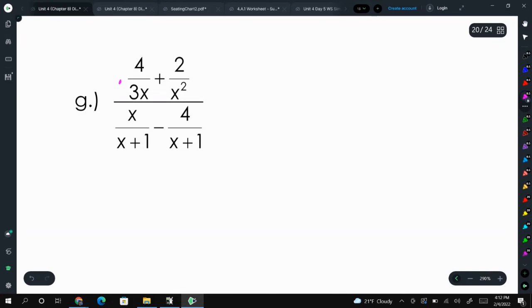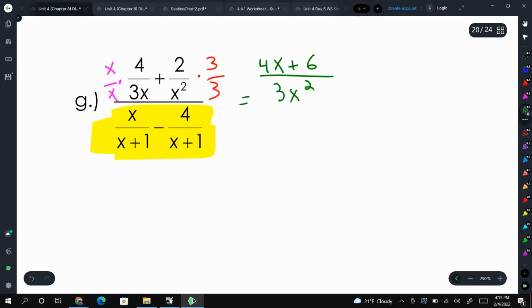So the first thing I'm going to do is I'm going to multiply the first fraction in the numerator by x over x, so I can have a 3x squared in the denominator. And then this one will be 3 over 3 to give me 3x squared in the denominator. The bottom fraction here already has a common denominator of x plus 1. So that's going to make things a little bit easier. So I'm going to have 4x plus 2 times 3 is 6 over 3x squared over x minus 4 over x plus 1.